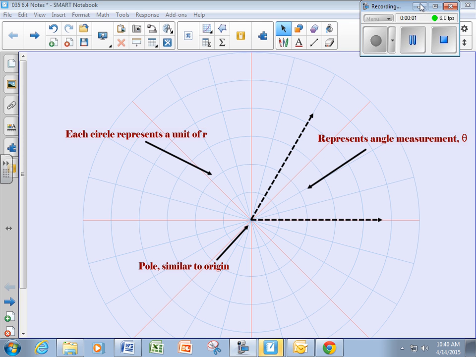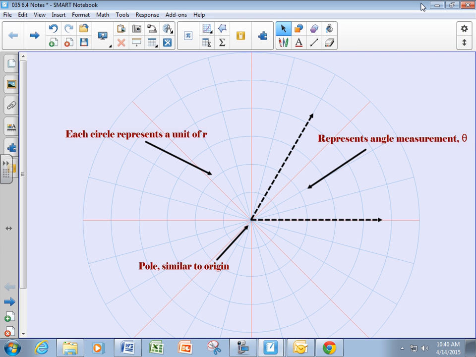In this section, we are going to be studying what we call the polar coordinate system. The polar coordinate system has points, just like our regular coordinate plane has points. Our polar coordinates, however, are found by (r, theta) as opposed to (x, y). R is the distance away from the pole, which is like our origin.